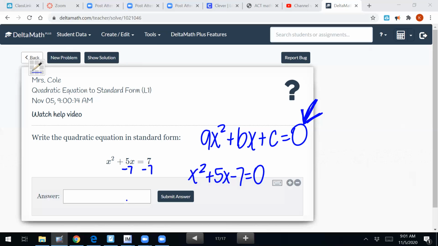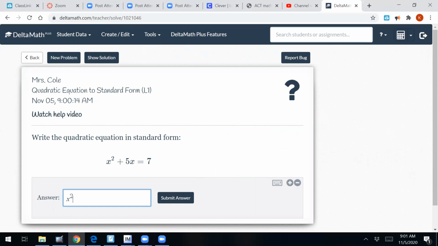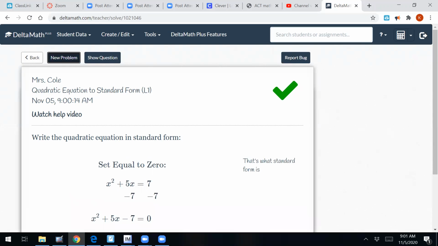So y'all remember that because I have to type it in. So what was it? X squared plus 5x. Perfect. Yes, I want to cement that. Great. Next question.